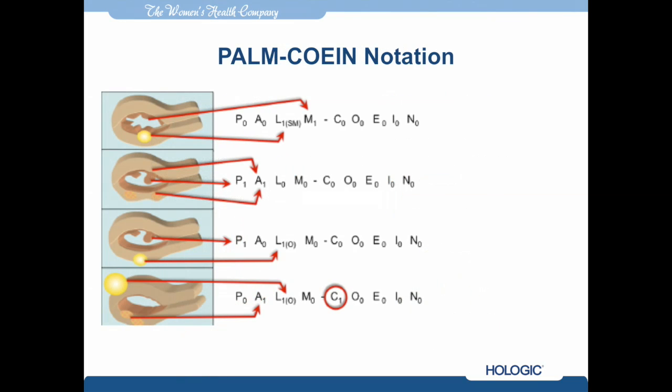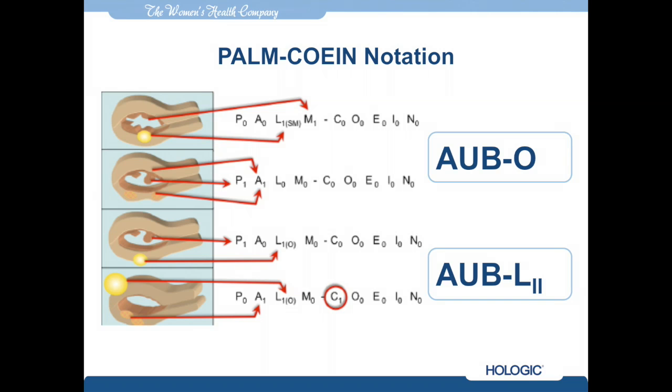With the PALM-COEIN nomenclature, the acronym should be listed and followed by a description of the underlying cause. For example, if the patient has bleeding due to anovulation, she has non-cyclic bleeding, that would be described as AUB-O. Now, if the patient has bleeding due to the presence of a uterine fibroid, that would be described as AUB-L. For AUB-L, leiomyoma, the pathology may be a type 1, type 2, or type 0 fibroid, and that can also be listed as a subheading to describe the exact location of the fibroid.